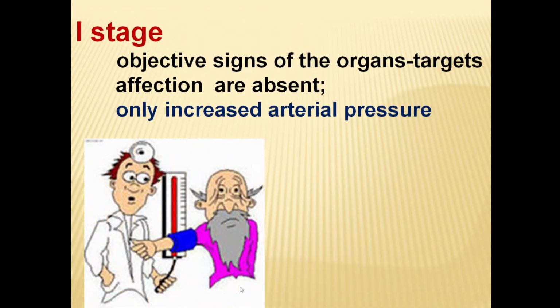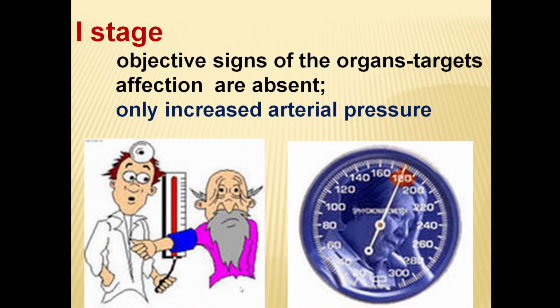We are talking about the first stage, when we reveal high blood pressure but target organs without affection. Ultrasound examination of the heart without pathology. Examination of kidney, no problem. Fundus oculi, all right. Peripheral vessels not affected. It is the earlier, softer development of arterial hypertension. First stage, only high blood pressure.